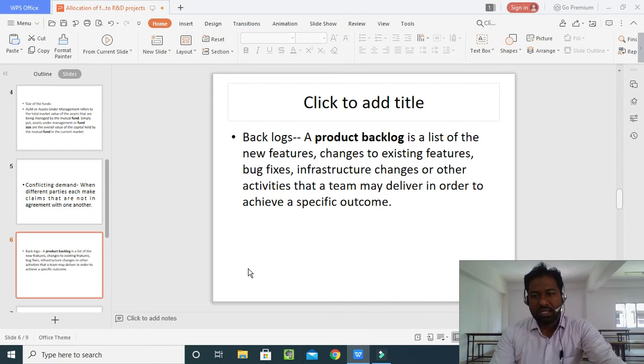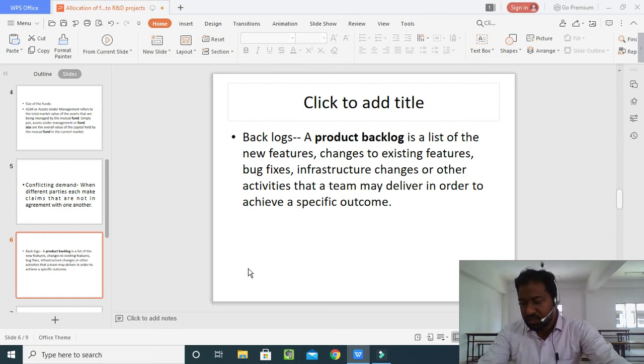A product backlog is a list of new features, changes to existing features, bug fixes, infrastructure changes, or other activities that a team may deliver in order to achieve a specific outcome. See what's happening, all these are things from backlogs. A product backlog is a list of new features. What new features are coming in the product? What changes are coming in the existing product features? Are there bug fixes? Are there infrastructure changes? Or other activities that a team may deliver in order to achieve a specific outcome?